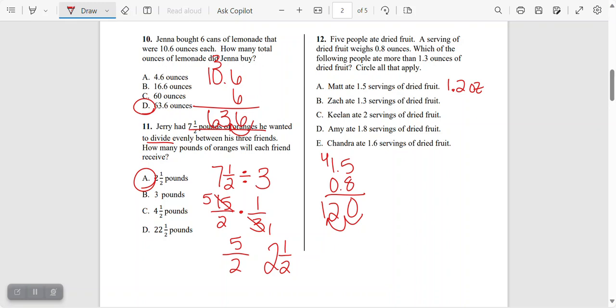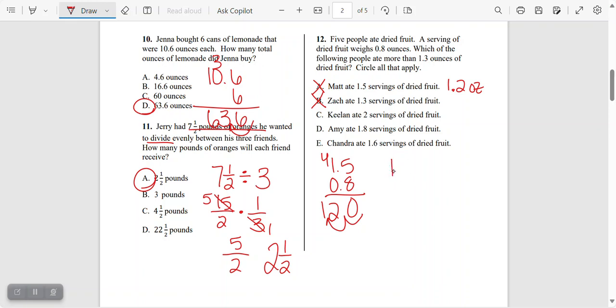The question is, which of the following people ate more than that? More than 1.3 ounces. Well, he did not. He only ate 1.2 ounces. This one says Zach ate 1.3 servings. Well, that's less than what Matt ate. So if Matt didn't eat that much, then Zach also did not eat that much. It says Keelan ate 2 servings. So now we have to check because that's more than what Matt ate.